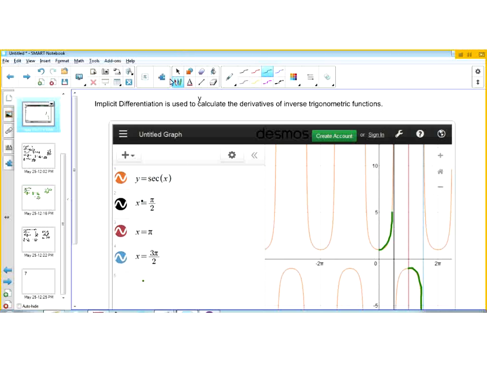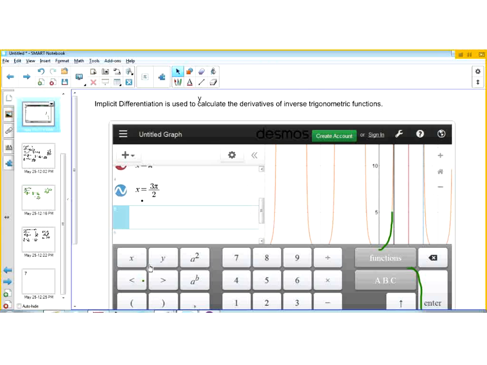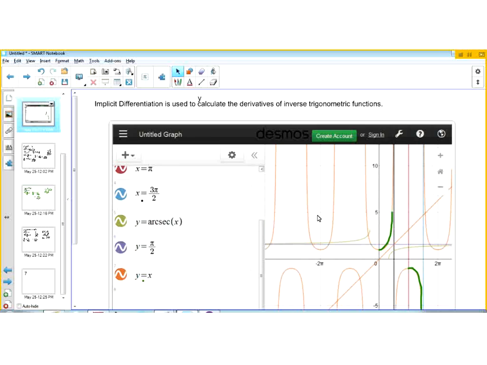So now let's go ahead and plot back y is equal to arc secant x, and that is shown in green. And let's see here, y is equal to pi over 2 will be the horizontal asymptote. That'll be shown in purple. And then finally we'll do y equals x to show the axis of symmetry. Okay, so let's see what we have here. Not much different from what I had before, really.